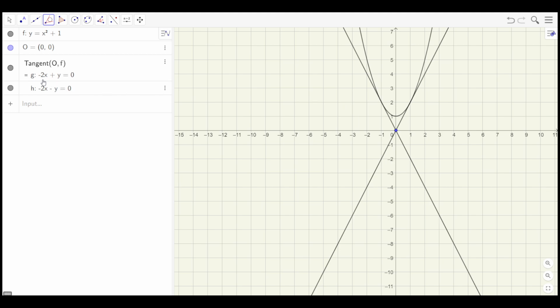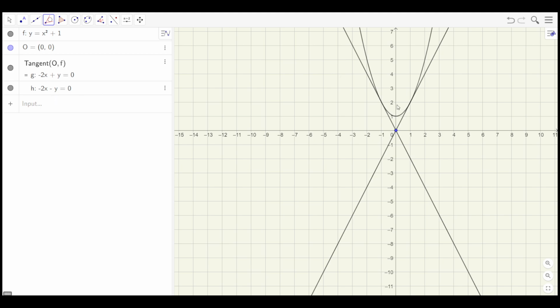And if you remember from my solution, if you check your notes, the equations are y equals 2x and y equals minus 2x. And these are exactly the equations. If you move minus 2x to the right, it becomes y equals 2x. If you move y to the right, it becomes y equals minus 2x. So that's exactly those things.